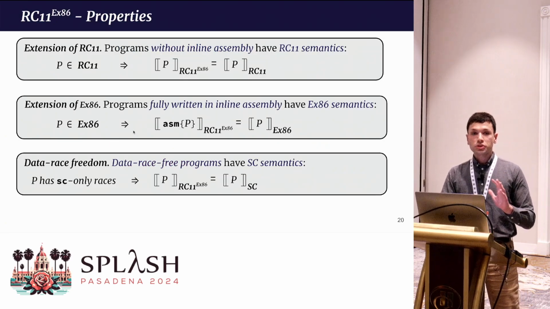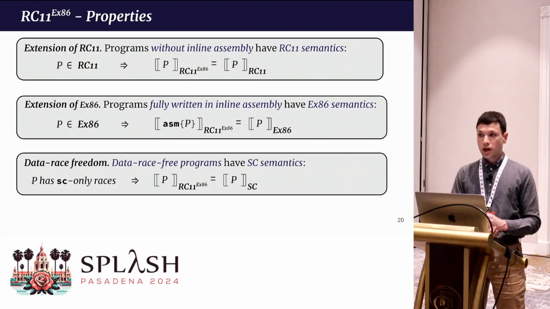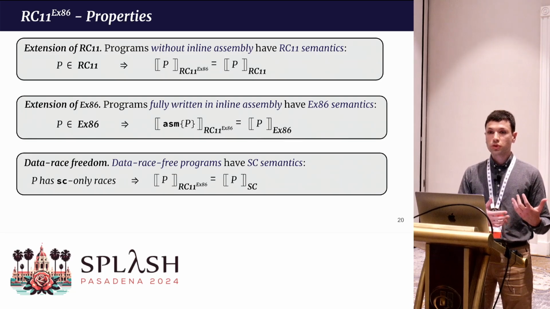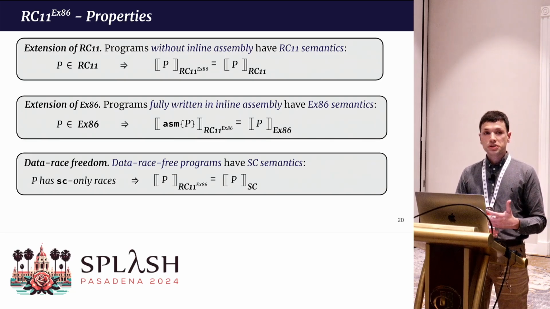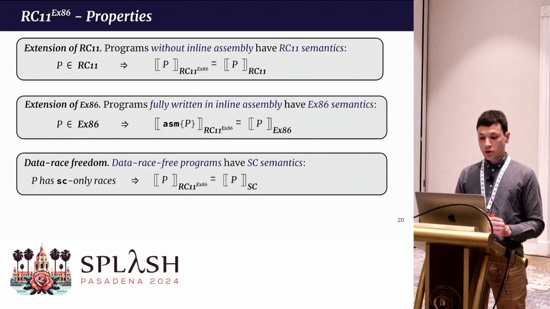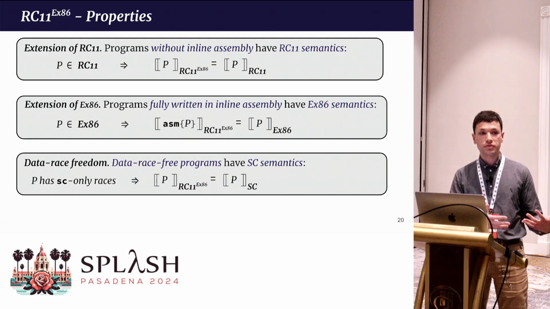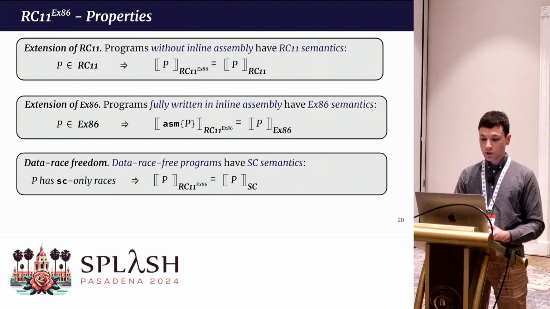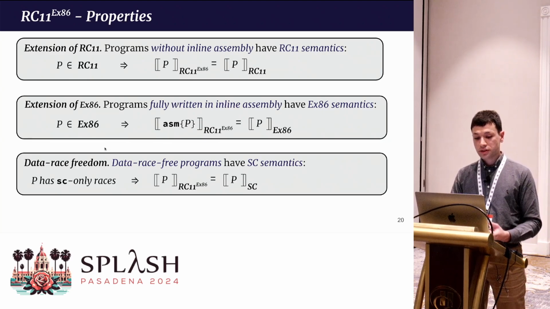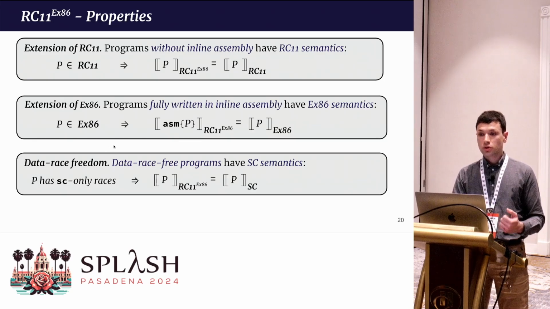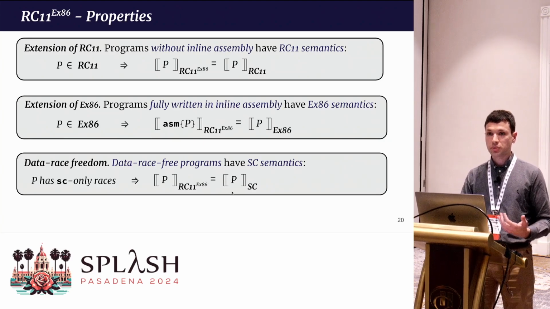We also have some properties of this model. We have the property that programs fully written in C++ have unchanged semantics with respect to RC11. We also have the property that programs fully written in inline assembly have x86 semantics. And we have a data race freedom theorem, which means that programs with data races only on SC access have SC semantics.